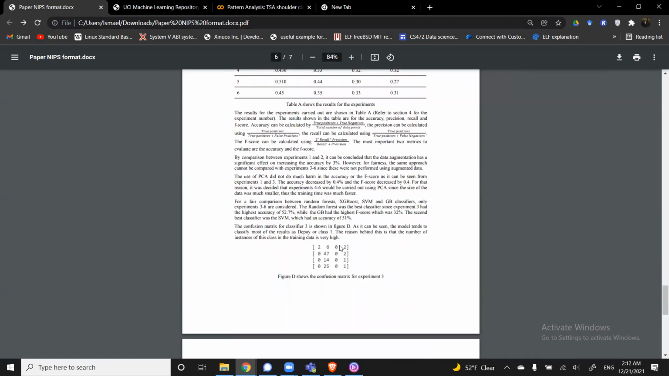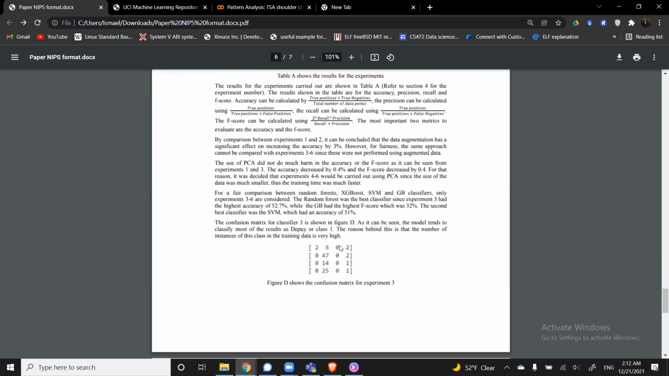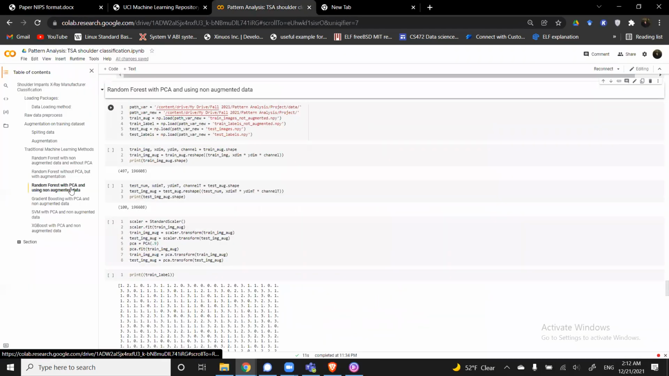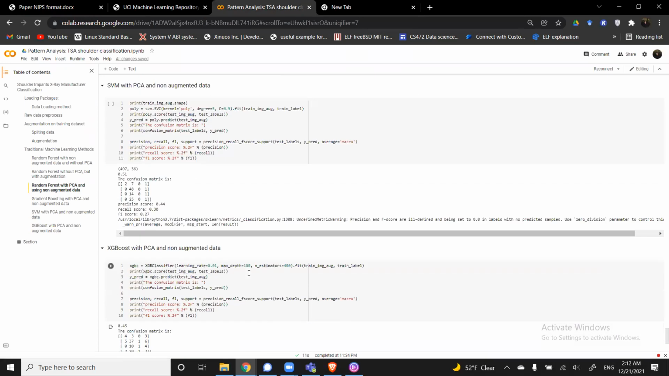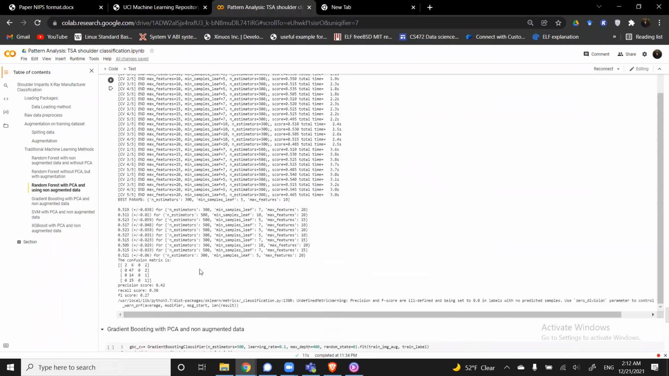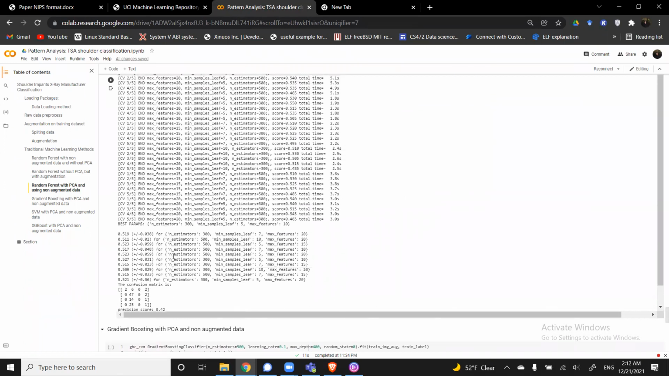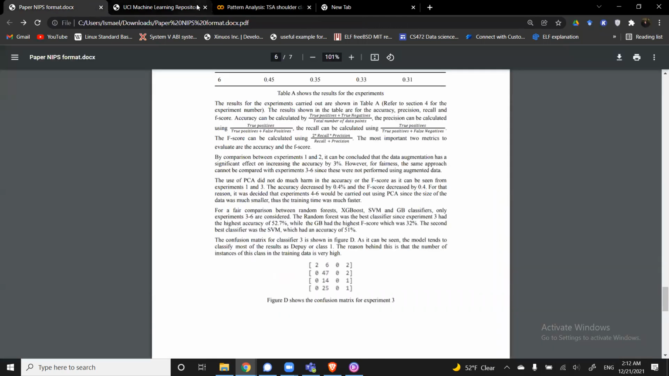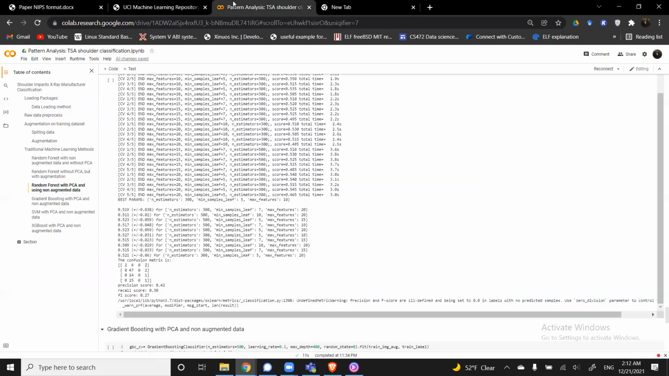Also, it is really important to note here that this is one of the examples of the confusion matrices, and this is the specific confusion matrix from experiment 3. So let me get down here to experiment 3. So this is its confusion matrix. I hope I'm in the right place. Okay, yeah, this is the confusion matrix.